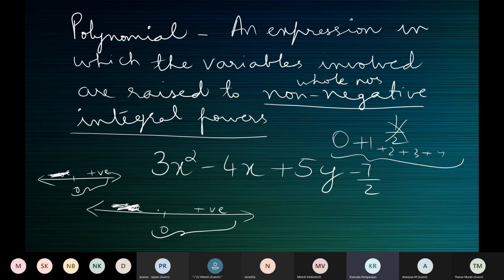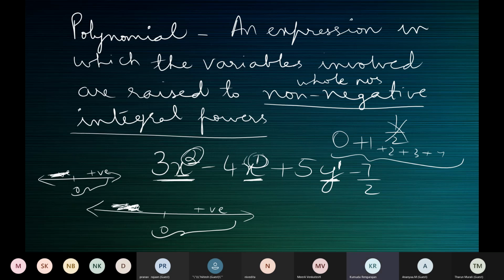So here the variable is x, its power is 2, a whole number. The variable x, its power is 1, whole number. Variable y, power is 1, whole number. So the powers involved are all whole numbers, and hence the given expression is a polynomial. It's a polynomial in two variables, x and y.